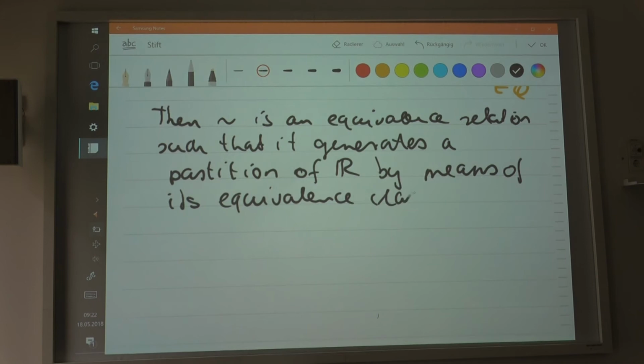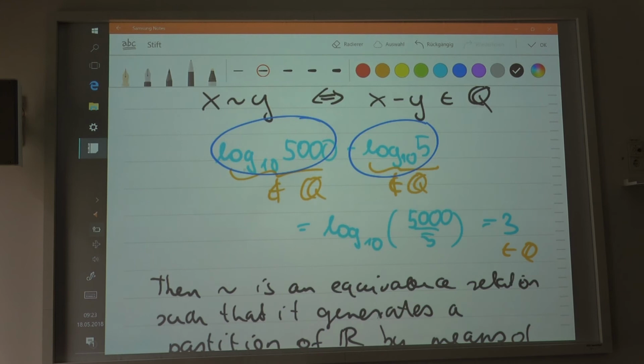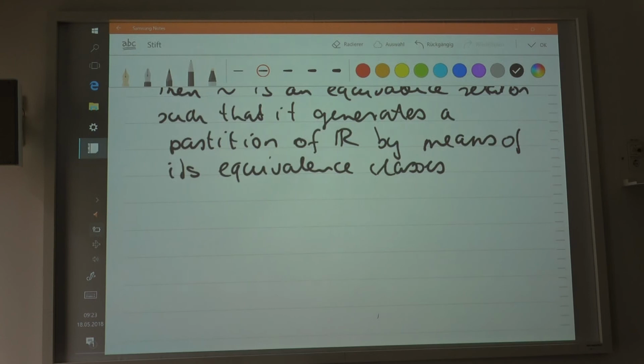Equivalence classes of certain elements, or let's say sets of elements. For instance, the equivalence class of x contains all elements to which a number x relates, okay? So for instance, what would be the equivalence class of the logarithm of 5,000 to base 10? That would constitute all elements that relate to that number, for instance, that one as well, okay? So, remember that.